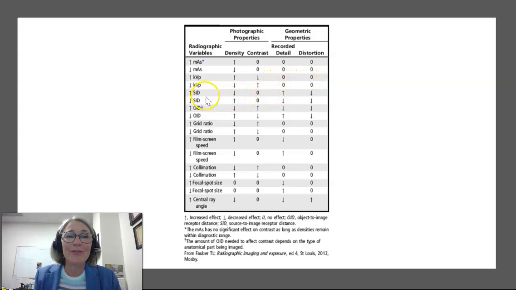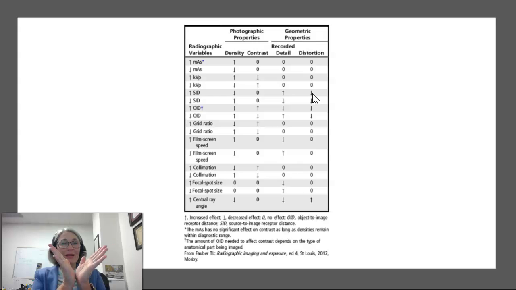If you increase your SID, you're decreasing your IR exposure. No change to contrast because your kVp hasn't changed, right? You're increasing your detail though, because you don't have the divergent beam that you had, so you don't have as much penumbra. So you're increasing your detail and you are decreasing your distortion. The beam is not as divergent, it's going through the patient straighter, so you have less distortion. So you see how this works? It's kind of cool.